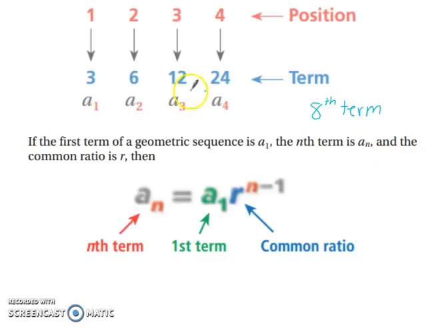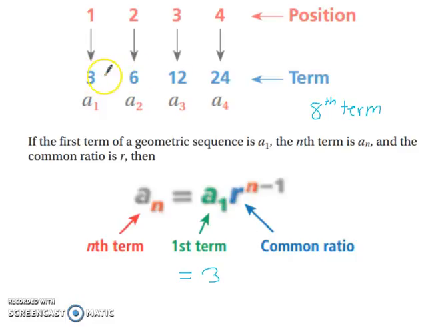You can probably go through and multiply by the common ratio until you get to the 8th term. But we're going to practice using this formula. So our first term is 3. So we have a 3. What is our common ratio? What do we keep multiplying by?